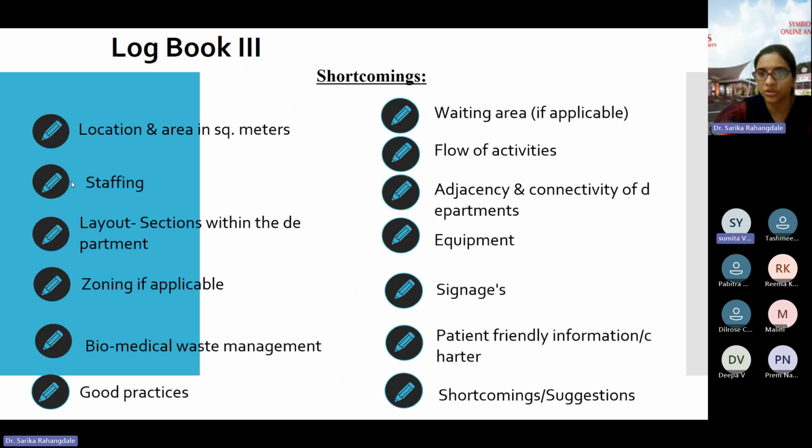Ma'am, post submission of this logbook 3, we will be having Viva exams as well? No, there will not be any Viva for the logbook. For the rest of the theory courses, there will be examination followed by Viva. Okay, so that will be online only, ma'am? Yes.